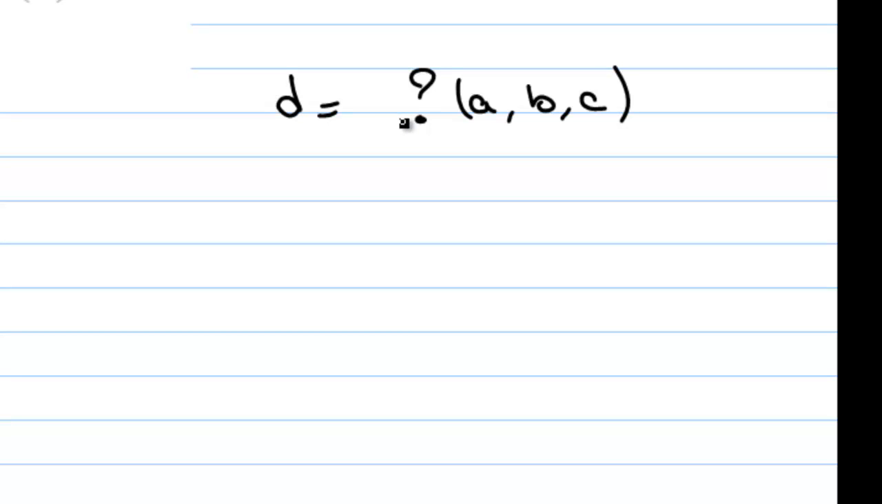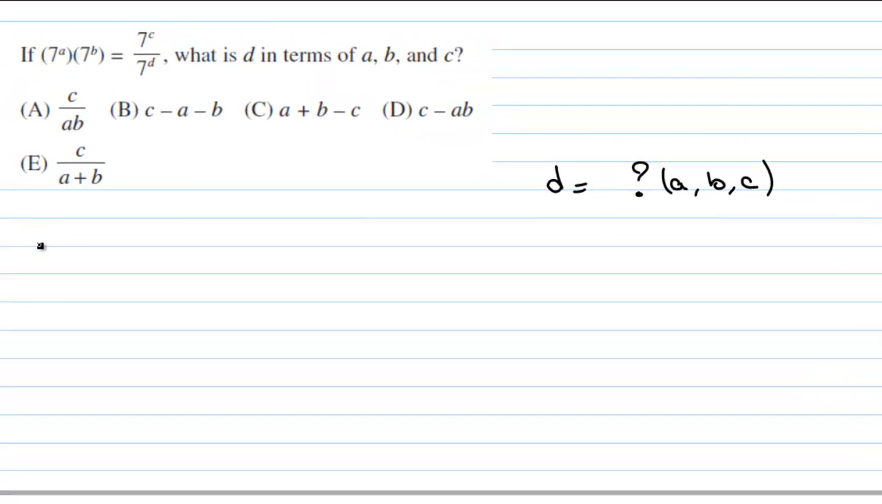So if you check the problem here, it looks like exponents. So we will use the laws of exponents. Alright, let's write the expression here. 7 power a multiplied by 7 power b equals, just copying the problem.